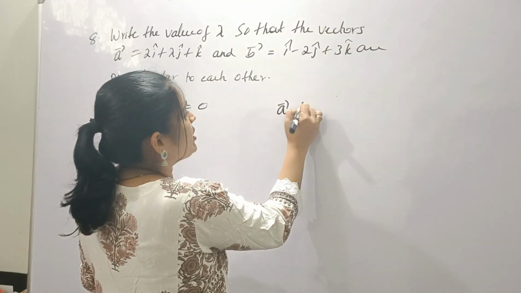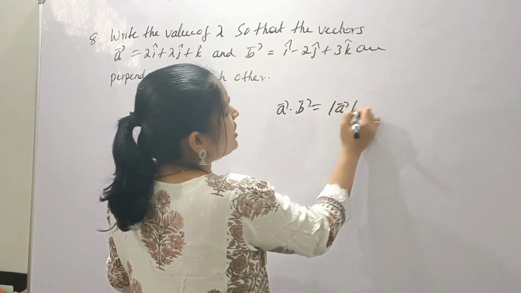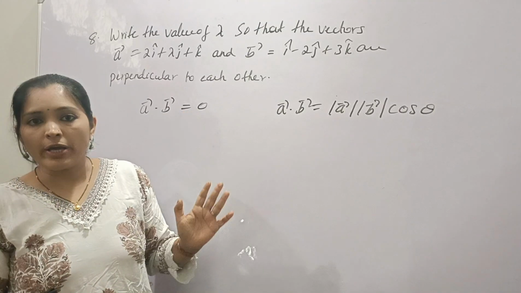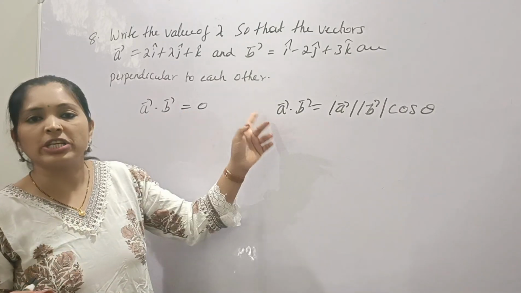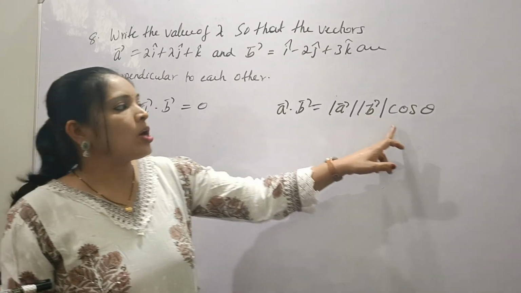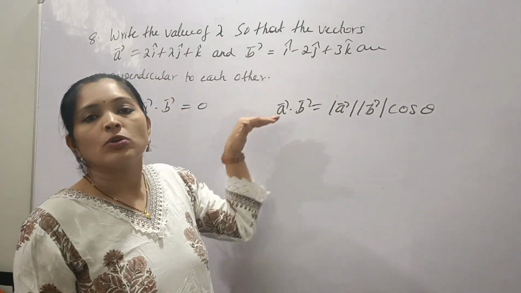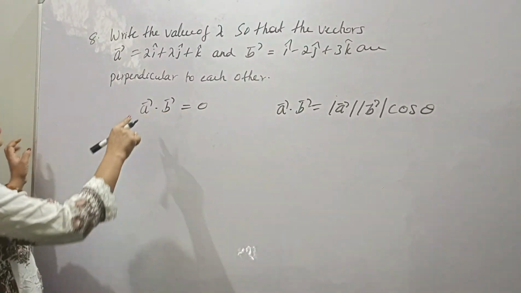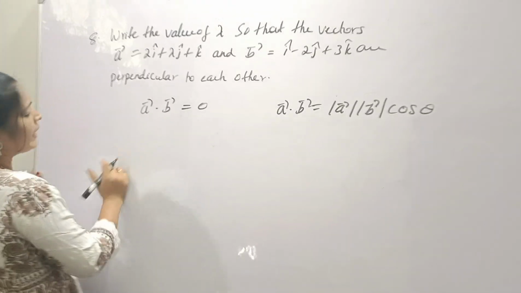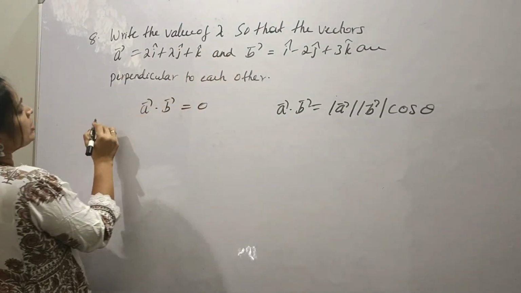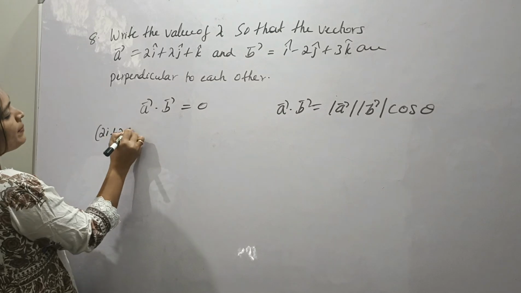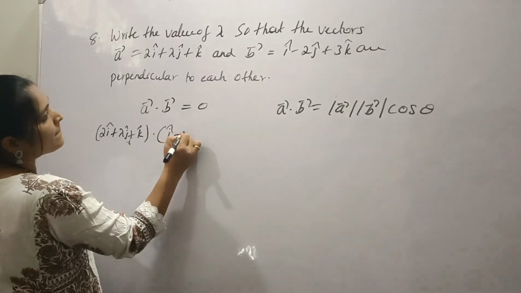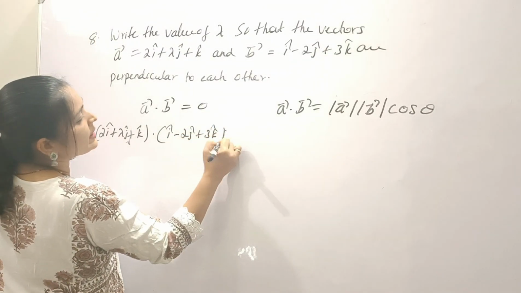Because vector A dot vector B is equal to modulus of vector A into modulus of vector B into cos theta, right? When these vectors are perpendicular to each other, the angle between vector A and vector B is 90 degree. Cos 90 is 0, right? Therefore, scalar product of two perpendicular vectors is 0. Therefore, here we can write vector A dot vector B is equal to 0, right? Vector A dot vector B is 2i plus lambda j plus k dot i minus 2j plus 3k, that is equal to 0.